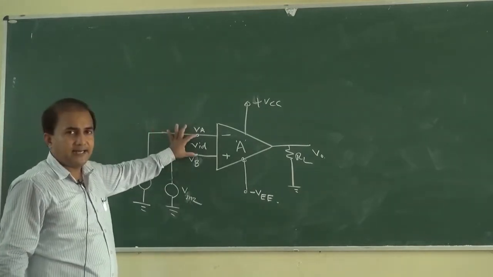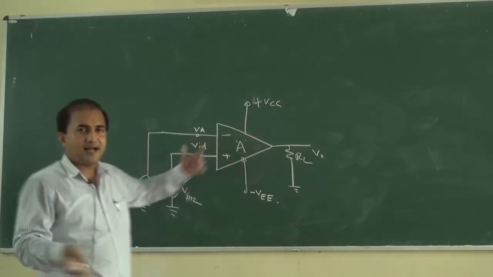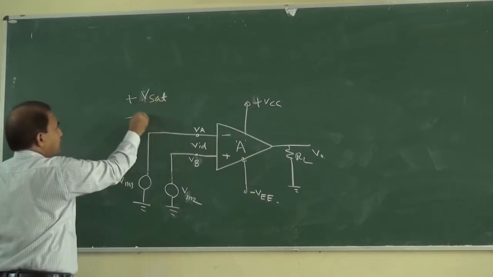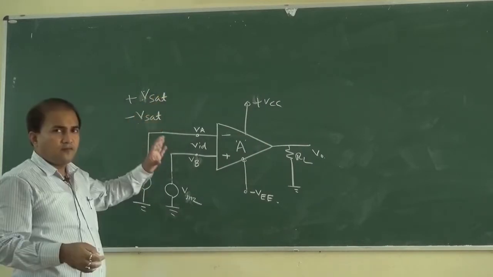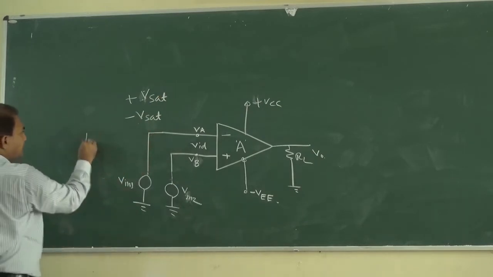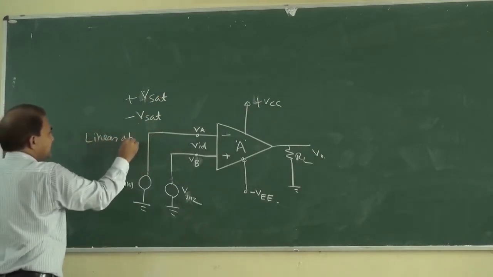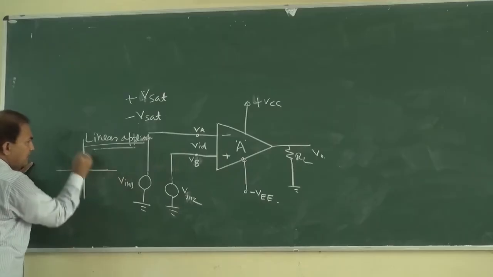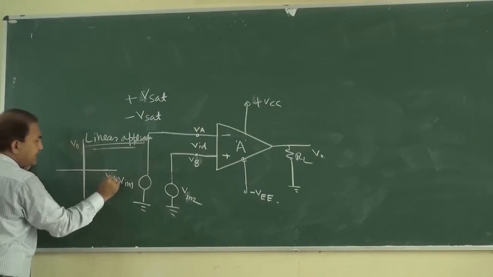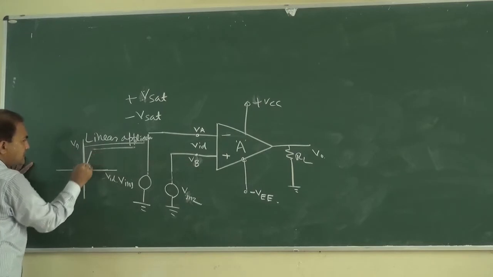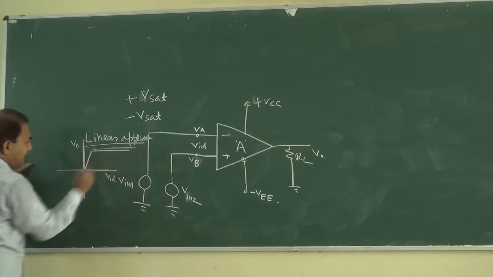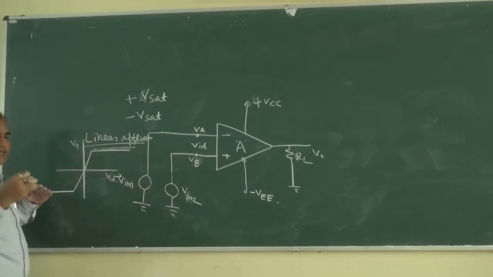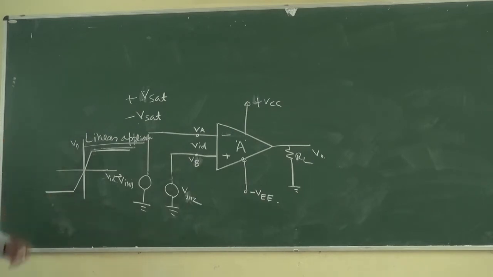Even for a small VID, V output is saturated. Either it may go to plus Vsat or it may go to minus Vsat. So for linear application, suppose we want to draw V output versus VID. During only a small interval it will be in the linear region. After some value, after an increase in VID, it will reach plus Vsat or minus Vsat.